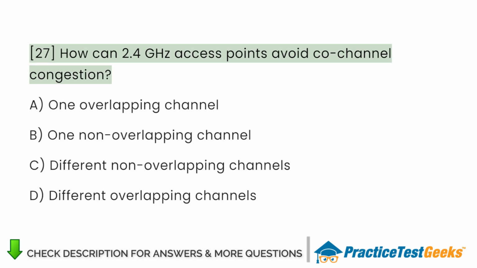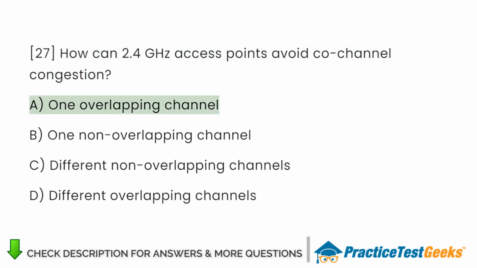How can 2.4 GHz access points avoid co-channel congestion? A. One overlapping channel. B. One non-overlapping channel. C. Different non-overlapping channels. D. Different overlapping channels.